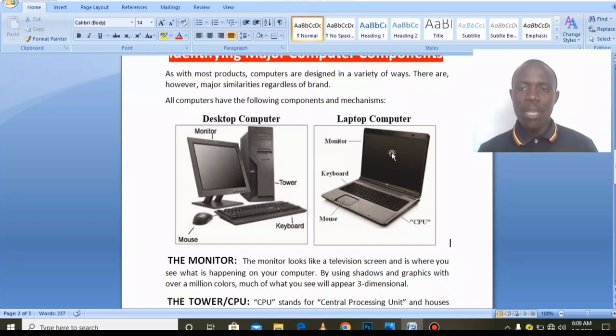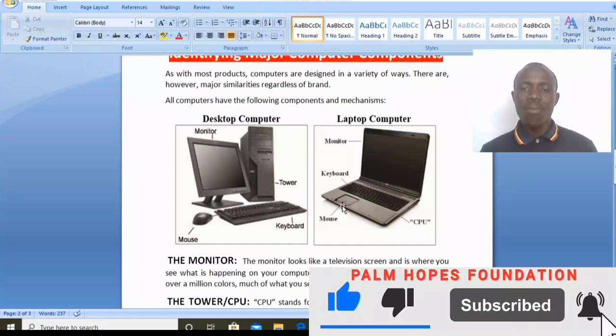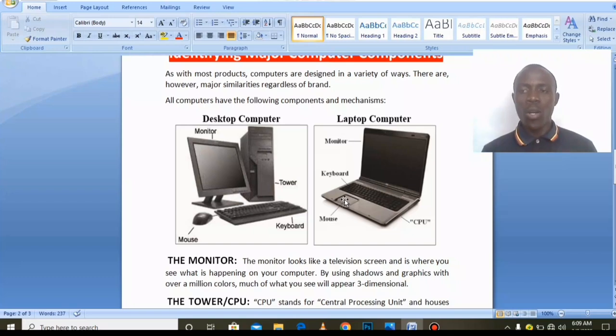Then here we have the laptop section, where this one is the monitor. This one is similar to the desktop's, or what we call a computer screen. Then we also have a keyboard, and this mouse, or what we normally call a touchpad. This one is similar to this one. So this is our CPU, the central processing unit. The CPU is inside the computer system case.